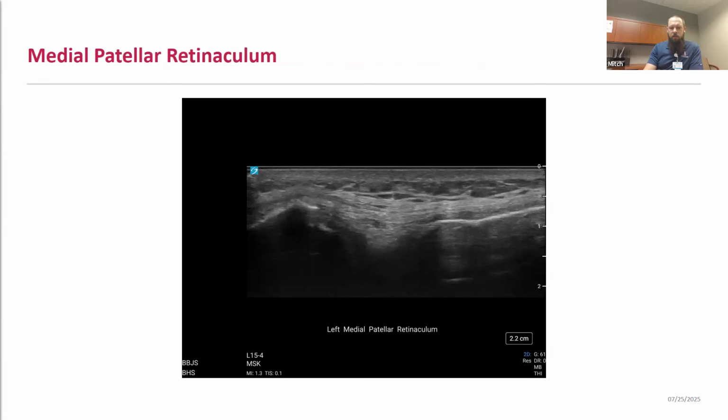And then going to the medial patellar retinaculum, this is going to extend from your patella to the adductor tubercle of the femur. This is a thin band of fibrous tissue that includes the medial patellofemoral ligament.